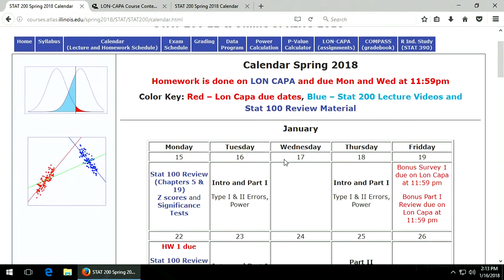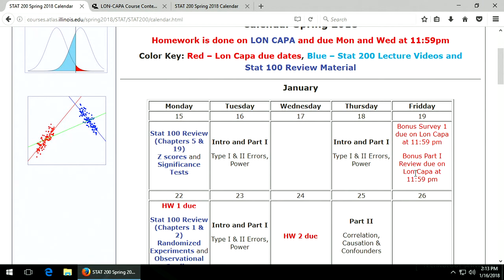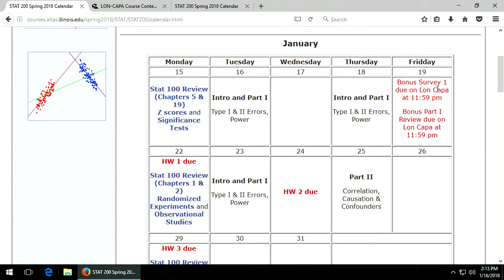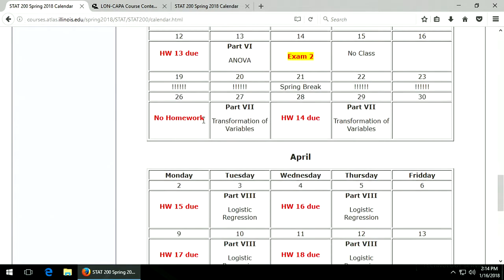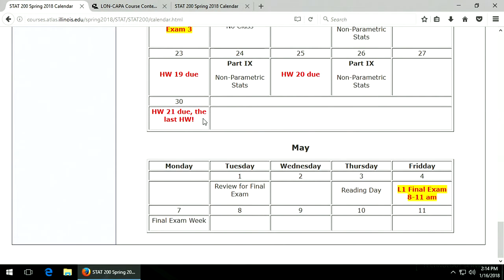And then sometimes there'll be bonus work due, usually on Fridays. So this Friday is the bonus work. What's this? This is just review from old Stat 100 lectures. If you need additional review after doing the bonus review, then you can look at this. This will just give you more review. Okay, and here are our exams on here as well.